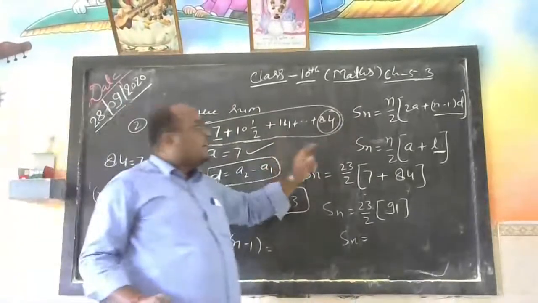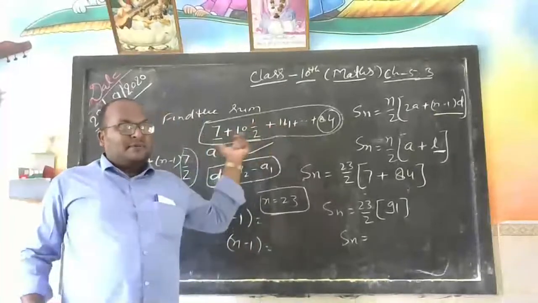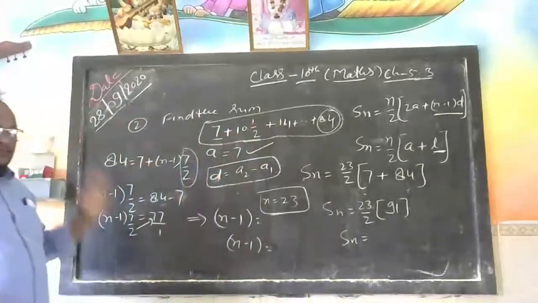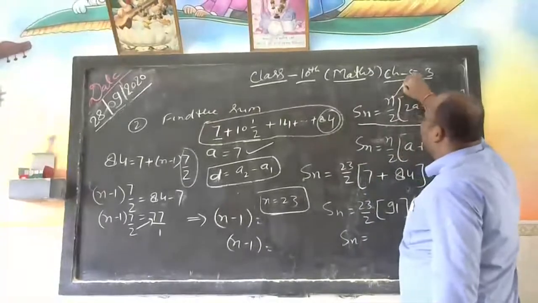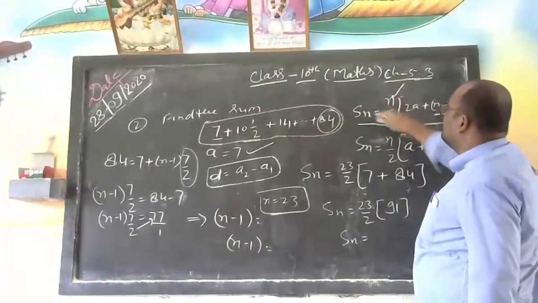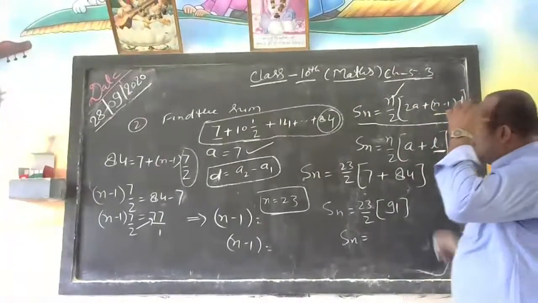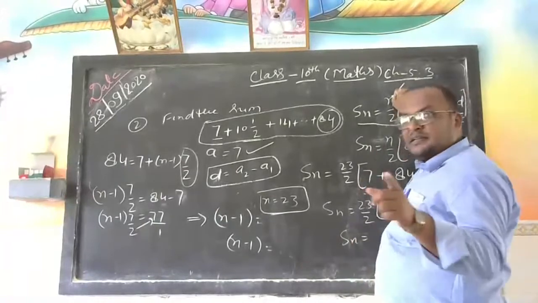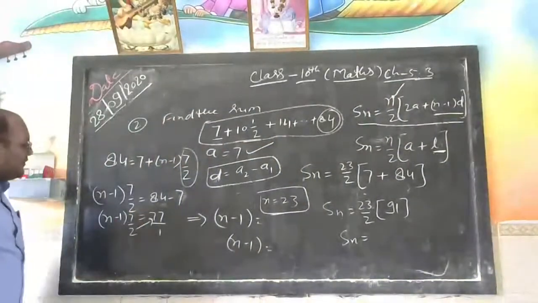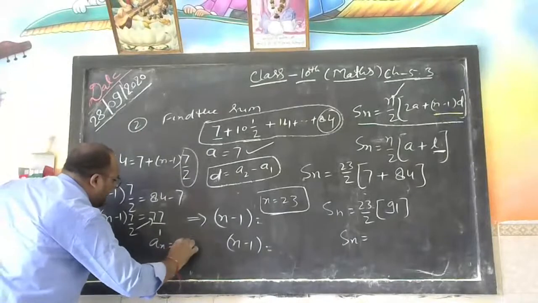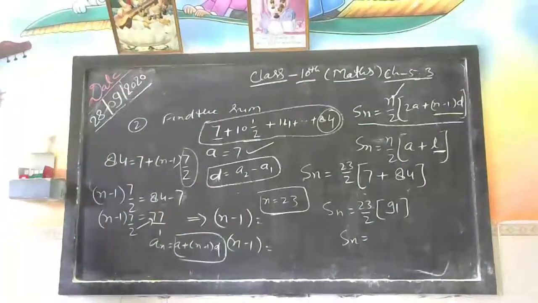An is given here as 84, and you don't know how many terms are present. So you will find the value of n, because if you want to find the sum of the series, you must have the value of n, since in the formula n by 2 into 2a plus n minus 1 into d, n is needed. When n is unknown, first of all you find the value of n. We found it by using the formula an is equal to a plus n minus 1 into d.